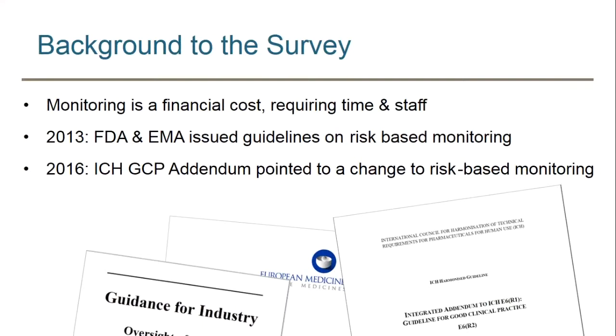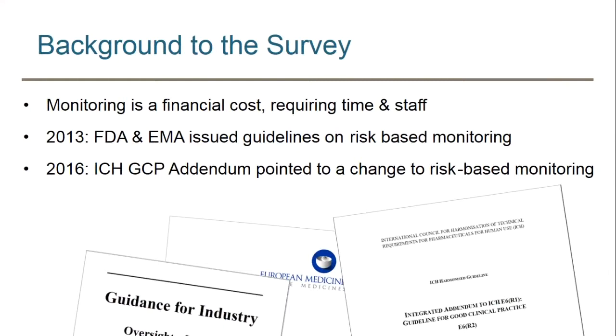In recent years, there's been a move towards the idea of risk-based monitoring. So in 2013, the FDA and the EMA issued guidelines on risk-based monitoring, and this was followed in 2016 with the release of the ICH GCP addendum, which again pointed to a change to risk-based monitoring.